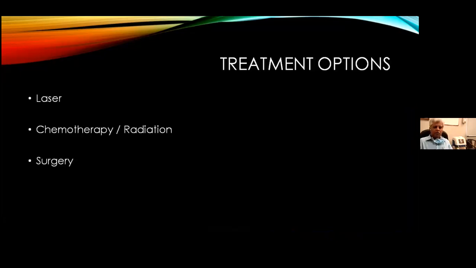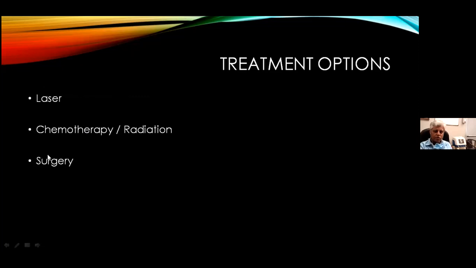Okay, so we have these three options of treatment in carcinoma of the larynx and hypopharynx. So in order to make it simple, in early stage, you want to treat them with laser or chemotherapy or radiation. So stage 1 or 2, or T1 and T2, or small T3. Sometimes the tumor may be very small involving the vocal cord, but the vocal cord is fixed. So there is a 50-50 chance of getting the patient cured with chemoradiation.